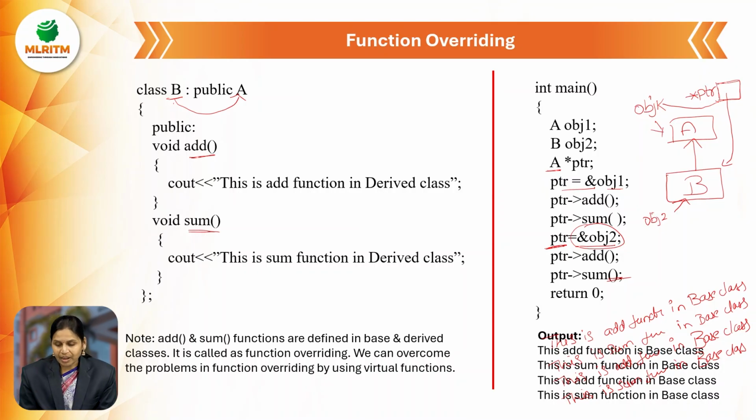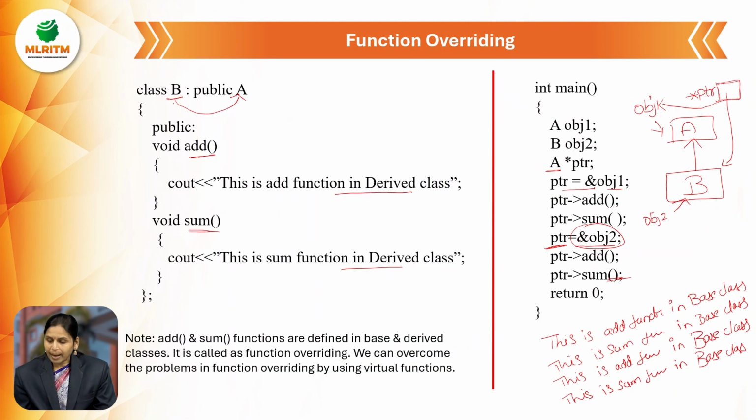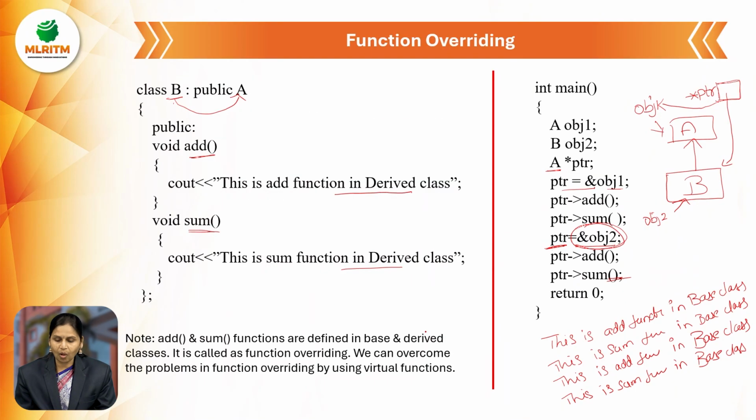But here, why are we not getting these two output values? Even though we are copying the address of the second object in PTR, when we call add and sum function, the control directly goes to the parent class only, because these two functions are overridden. So, by copying the address, we are getting the base class output only. We are not getting the child class output.